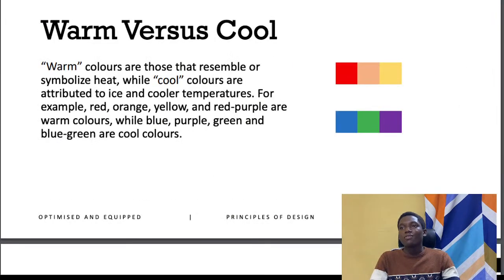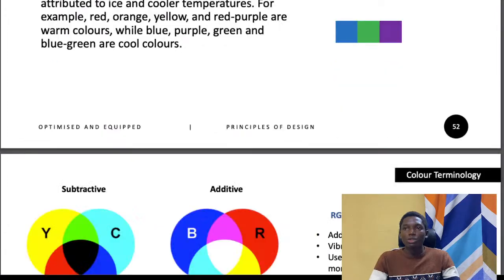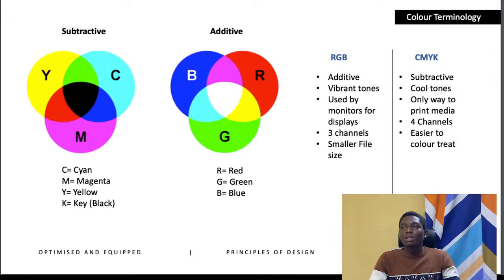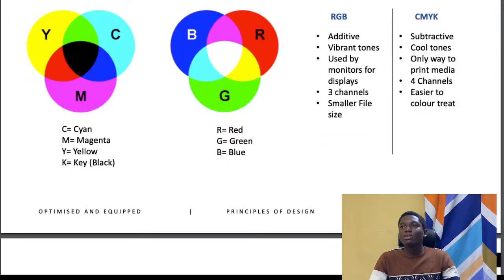Then we are also going to be studying warm versus cool. As I said earlier, the warm colors are colors that bring life. They are vibrant colors. They are living colors. And also we are going to be learning about RGB and CMYK.